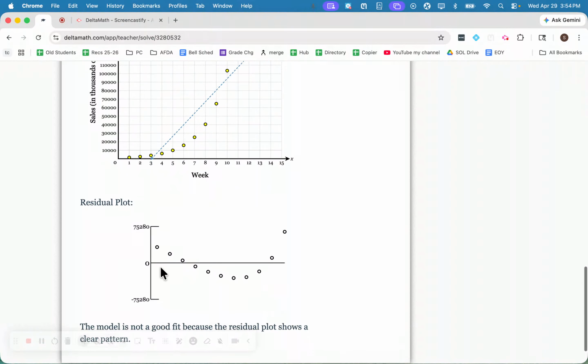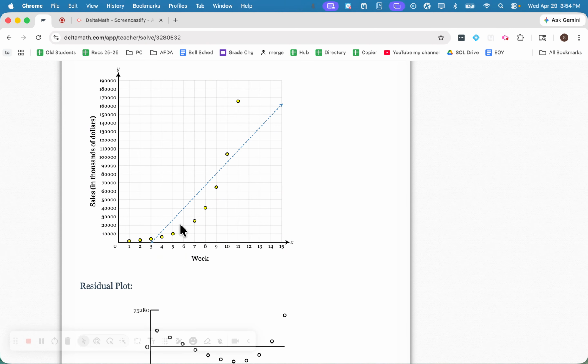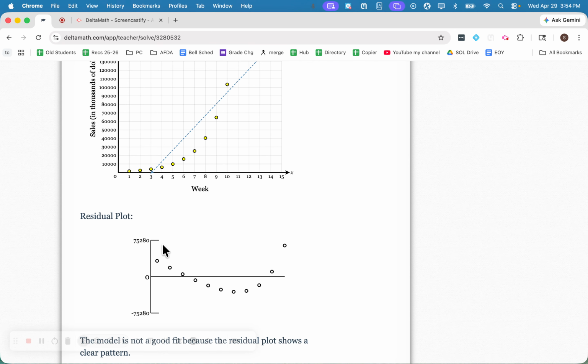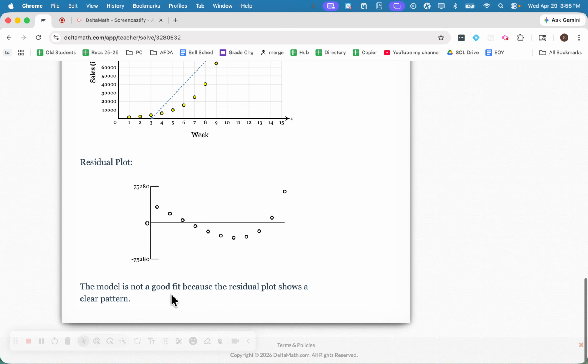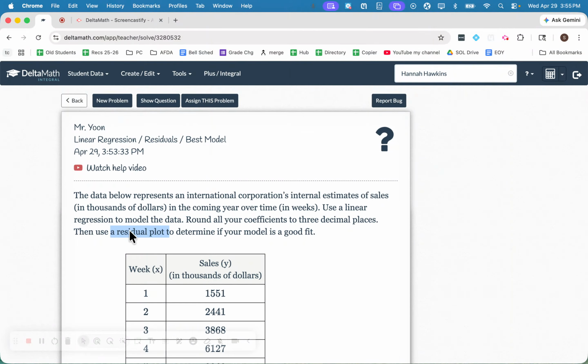Your residual plot is going to look like this. And what this is telling you is that your line is not terrible in getting close to these dots, but you were better off using some other model. Maybe it's a quadratic, maybe it's exponential, but because this fits a pattern of being off by a certain logical amount, it's a pattern. This model is not a good fit because the residual plot shows a clear pattern. So you shouldn't have used linear. But they tell you to use linear, so you should use linear.